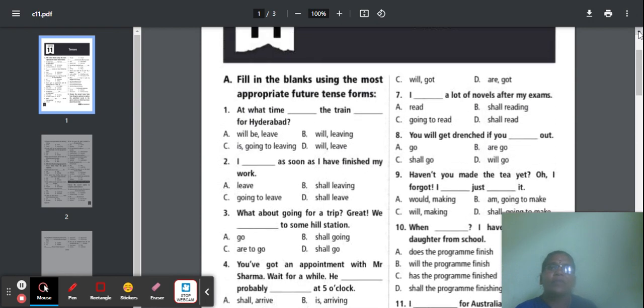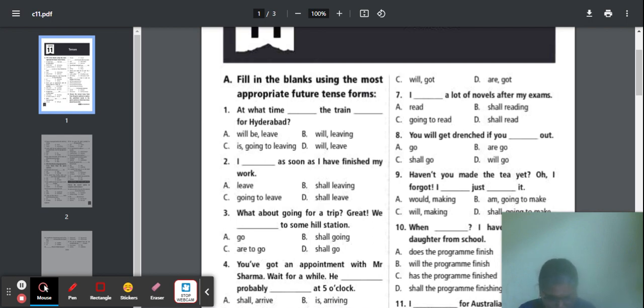Section A. Fill in the blanks using the most appropriate future tense. Only future tense. I, we, shall; other subjects, will, plus verb first form. For I and we we can use will. If the happening is very sure, we can use will also.